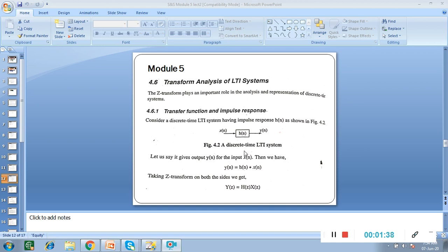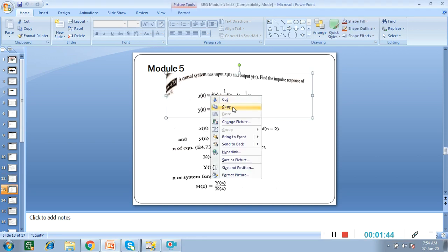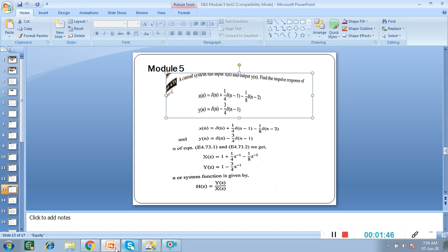So we need to see the problems in relation to this. So very first problem, let's consider this problem so that we see how it can be solved.